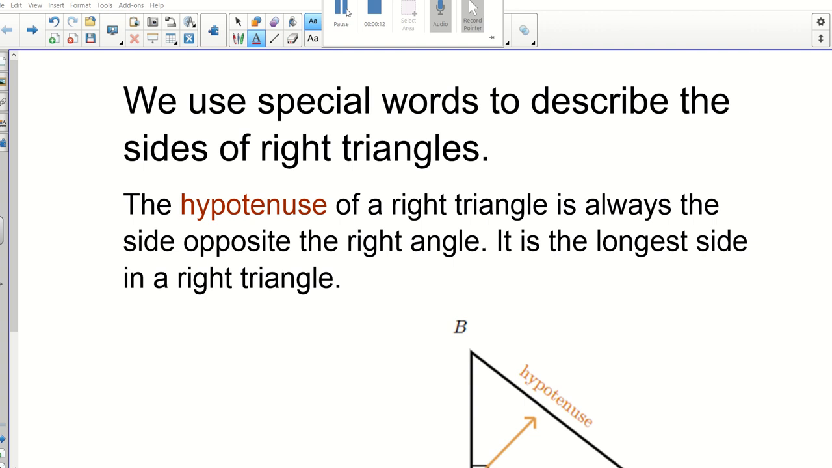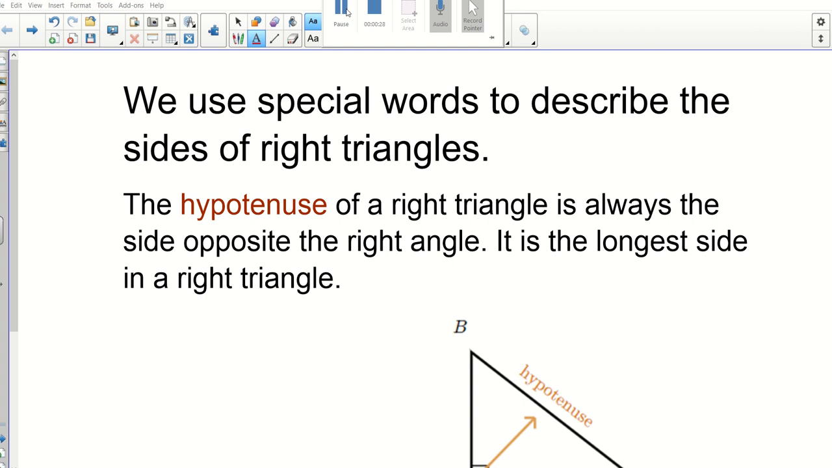We're going to go through some of the vocabulary, how it's used, and ultimately end with the three important trigonometric ratios to take away from this introductory lesson to trigonometry.